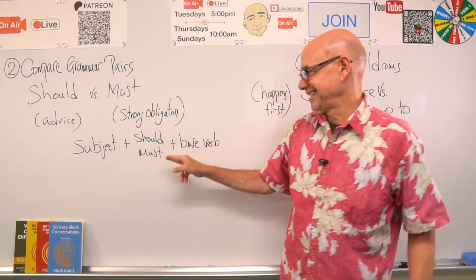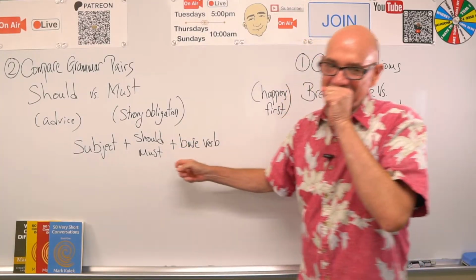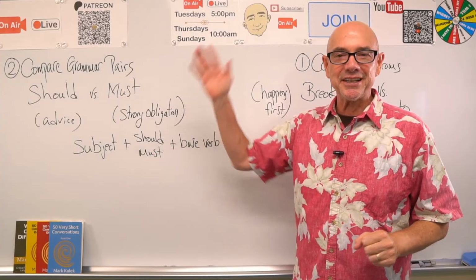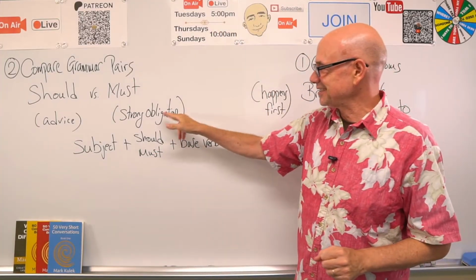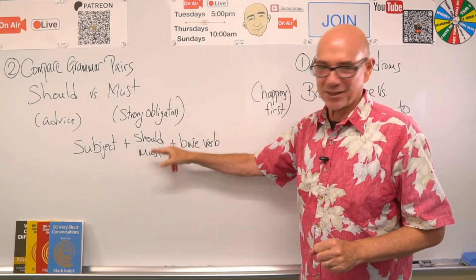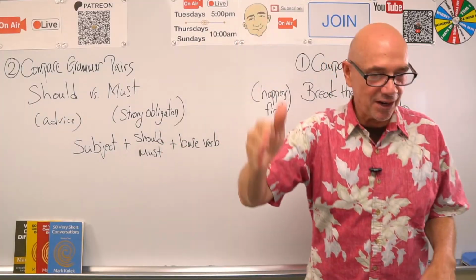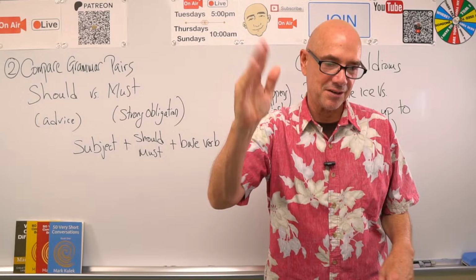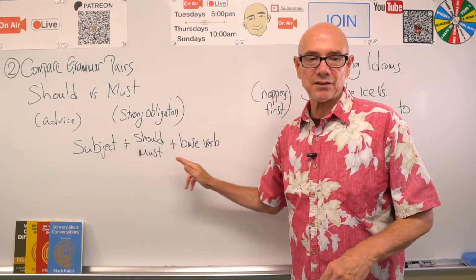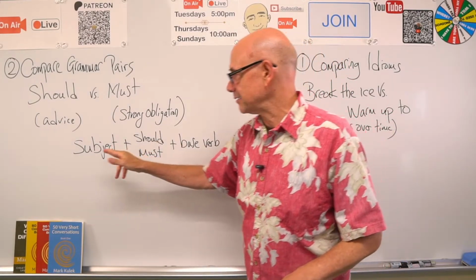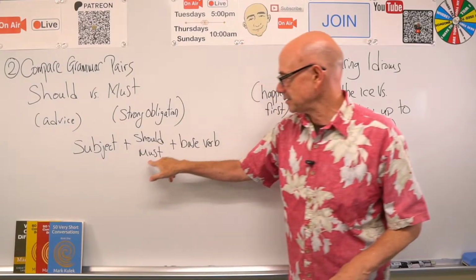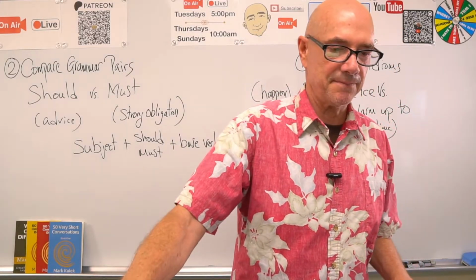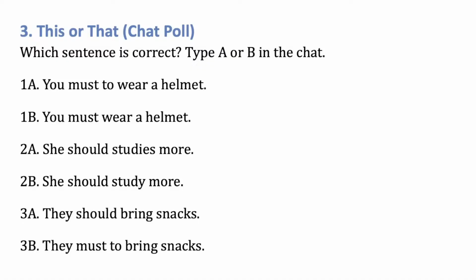You must follow the pattern, right? If you don't, it'll be wrong. Right? So it's you must follow the pattern. If you don't follow the pattern, then you're wrong. You're saying it wrong. You're using it wrong. So you must follow the pattern. Subject, should, must, base verb, right? Okay, let's go back to the worksheet.